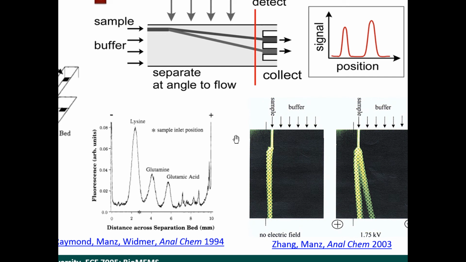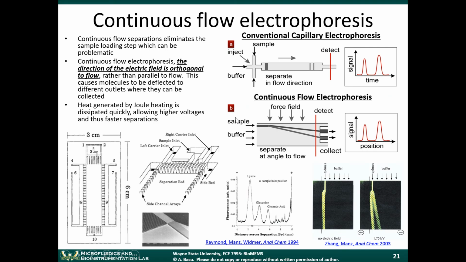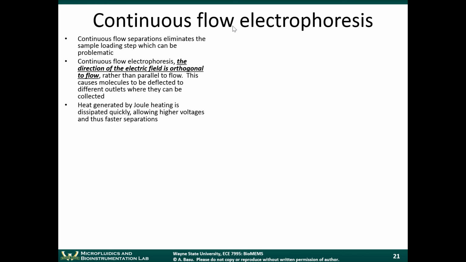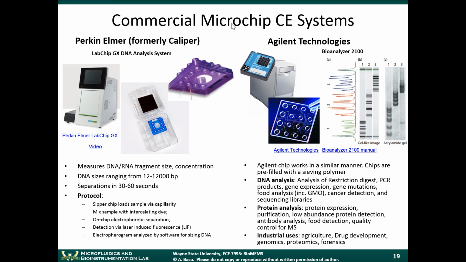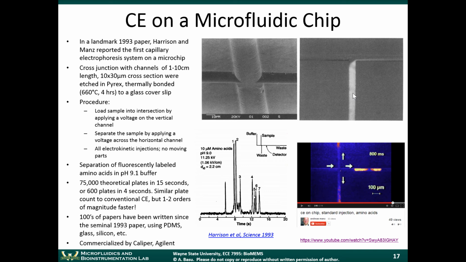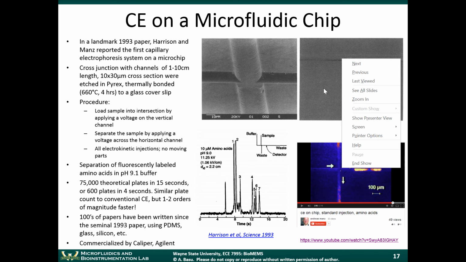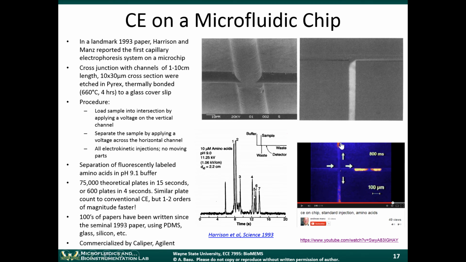From a philosophical perspective, continuous flow electrophoresis is for continuous flow separations. Notice that this is very different from a batch flow process. In the capillary electrophoresis system, which we saw, you're loading your sample and then you're doing a separation. You're loading a sample, you're doing a separation. So it's a batch process. You're doing one sample at a time.